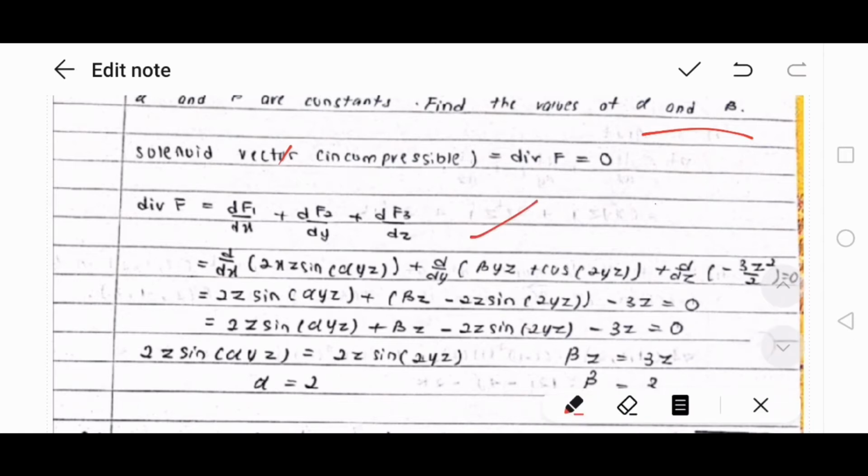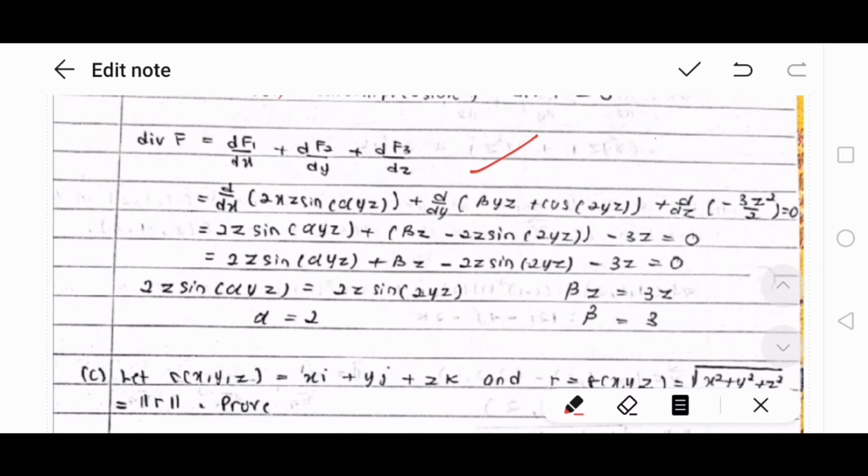This is the formula, and first we must differentiate 2xz sin(alpha yz) in terms of x, and then we add beta yz plus cos 2yz differentiated in terms of y, plus negative 3z squared over 2 differentiated in terms of z, equal to 0. Then we solve it until we get 2z sin(alpha yz) plus beta z minus 2z sin 2yz minus 3z equal to 0.